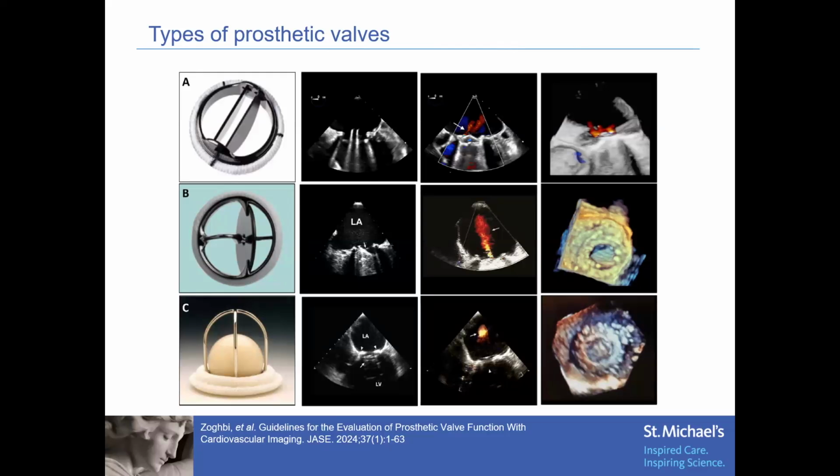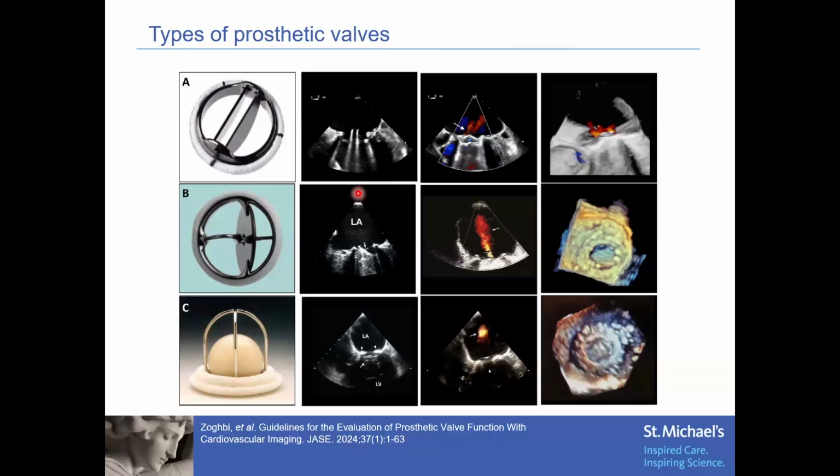So some of these images are just for reference, and they're all TEE images. But the reason I put it up is that depending on the type of valve that you have, there may be physiologic regurgitation, which is normal. Looking at this, let's see if I can get my pointer here. In the second column, this is just an image of diastole, and the third column is systole, and the fourth is just a 3D representation of the valve by TEE.